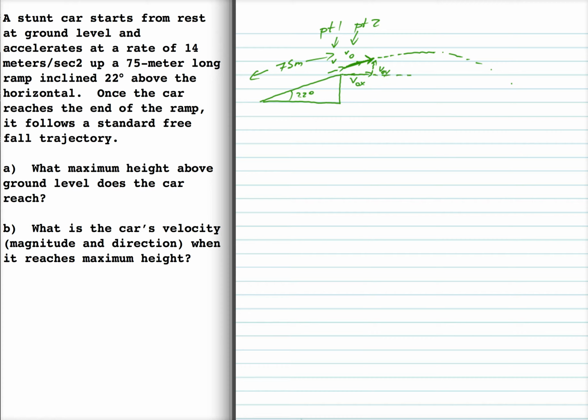Now, we want to know what maximum height above ground level the car reaches, so we need to know the y displacement in part 1, and the y displacement in part 2, and add those together. We also want to know the car's velocity v when it reaches its maximum height, the magnitude and direction of its final velocity. Alright, so now that I've drawn the diagram for you, if you haven't already done the problem, now's a good time to pause the video and work out the problem on your own.